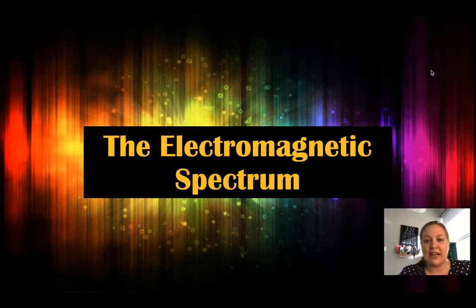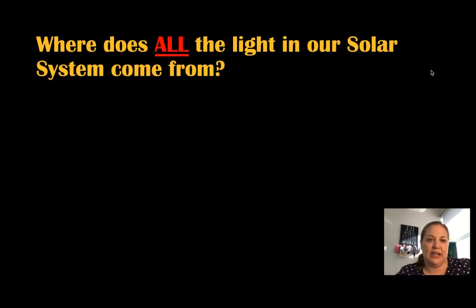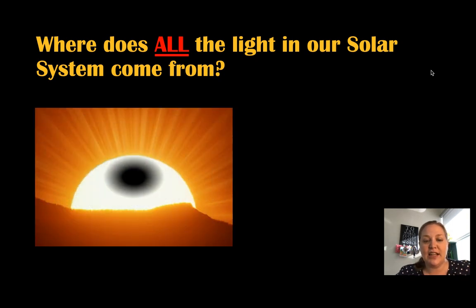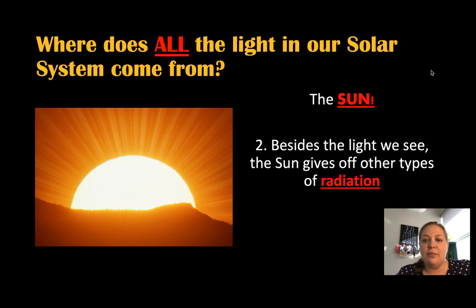So the electromagnetic spectrum. Where does all the light in our solar system come from? If you said the sun, you are correct. But besides the light that we are able to see, the sun gives off other types of radiation. And what I want you to notice in this early slide is that anything that I have bolded and underlined in red is something that you need to include in your notes.